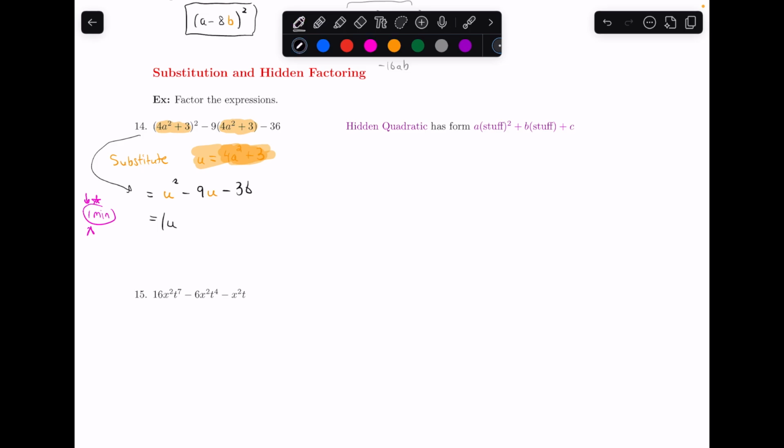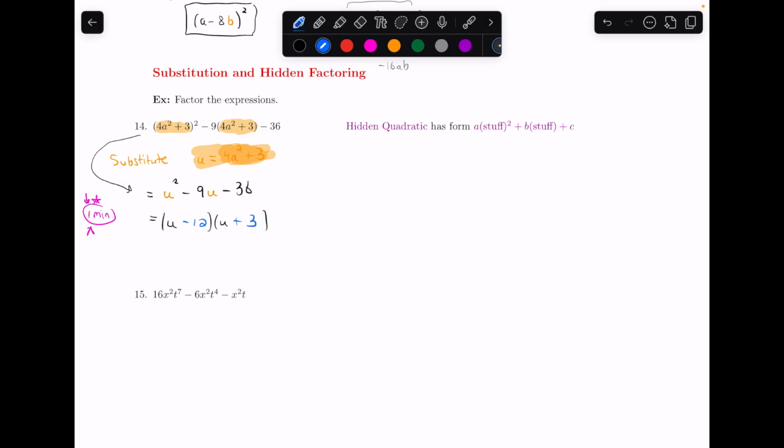Okay, so hopefully you paused it and tried it. Remember, when I factor it, I'll get something like this times something like this. And I'm looking for two numbers whose sum is negative 9, they add to negative 9, and their product is negative 36. It turns out what works is minus 12 and plus 3.